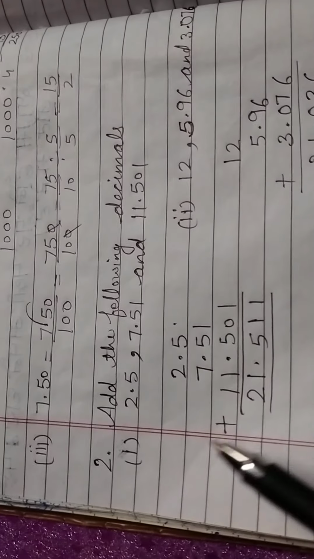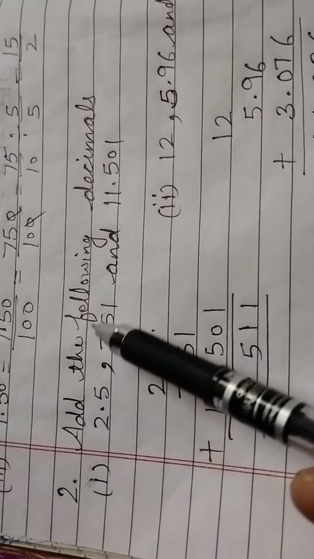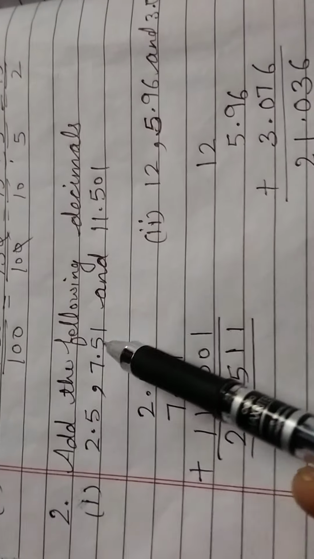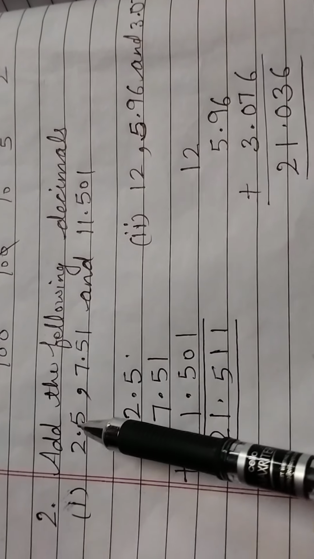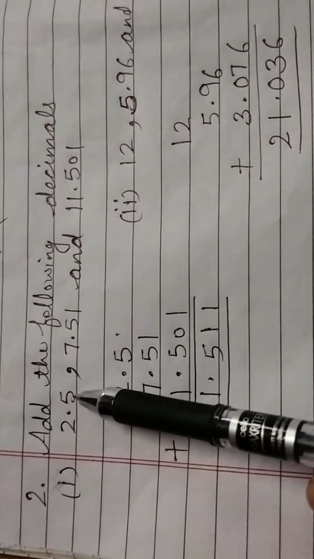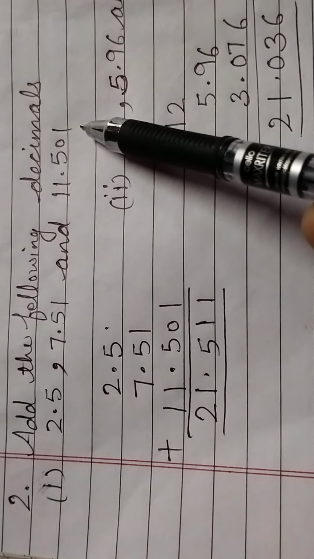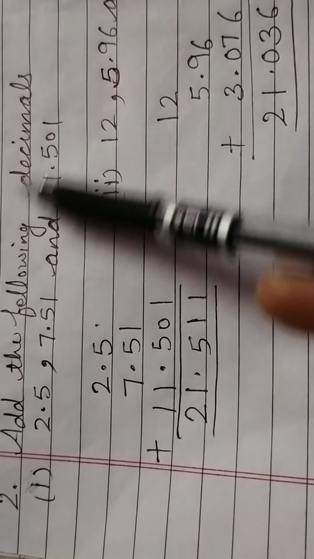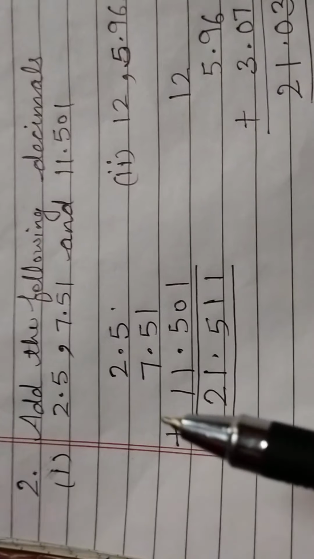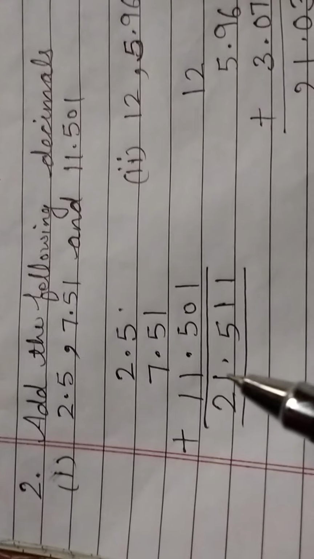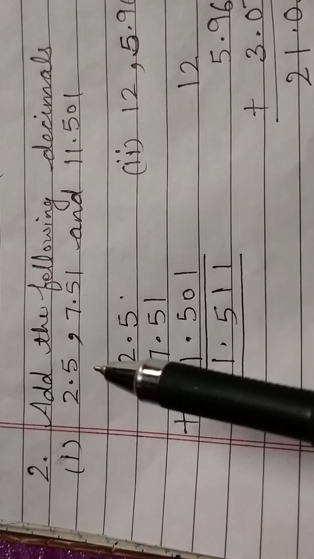Now second sum is add the following decimals. 3 decimals are given to you. Here you have to add these. See, here after this decimal only one digit is given. Here two digits are given. Here after decimal three digits are given. So we can call these decimals unlike decimals. Okay, before adding these decimals, firstly we will convert these decimals into like decimals.